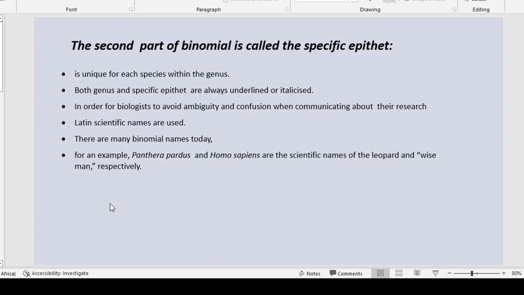There's going to be ambiguity and confusion, so you need to use scientific terms or Latin names so that everybody could know the specific item you are referring to, or the specific study, or the specific species that you are talking about. So, for example, Panthera pardus and Homo sapiens are scientific names. Panthera pardus is the scientific name of the leopard, and Homo sapiens is the one for us human beings, respectively.